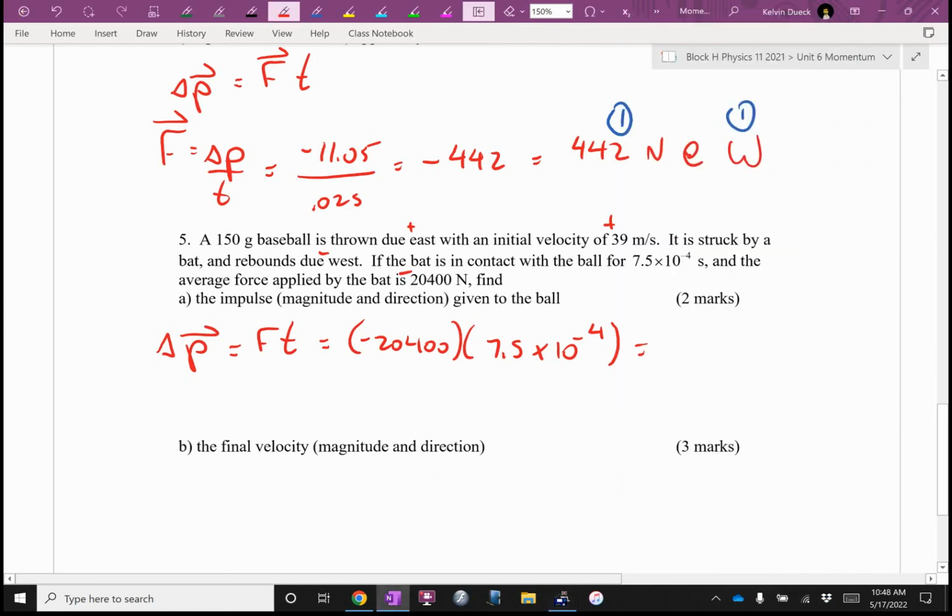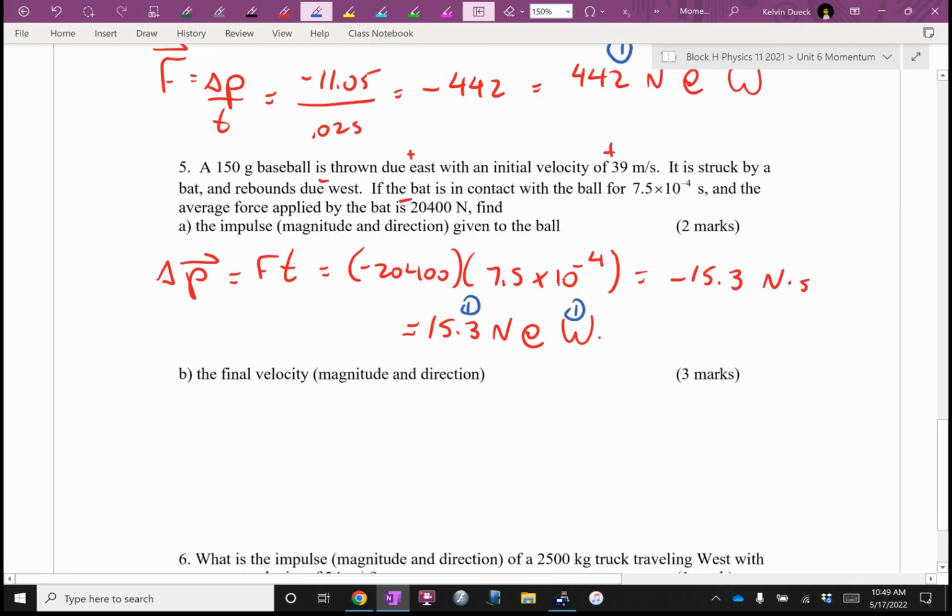Is that right? What's the negative telling me? And you could have written kilogram meters per second, I'm fine with that. Because I went force times time, I wrote newton seconds because force times time was in my brain. But if you wrote kilogram meters per second, go ahead. What's the negative telling me? What direction was the force? West. So 15.3 newton seconds west. Again, 1 mark for the magnitude, 1 mark for the direction.